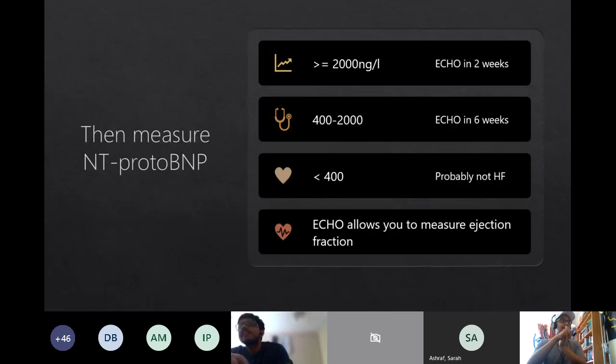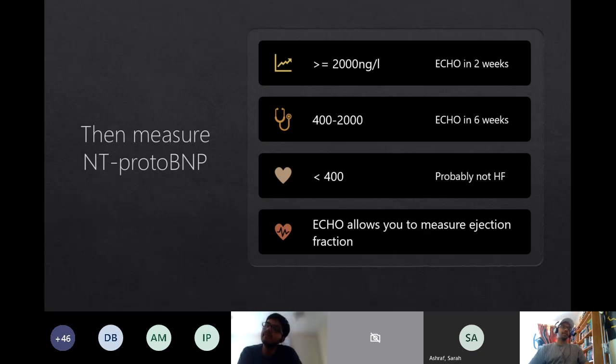After you've done all of your baseline stuff, you're going to measure NT-proBNP. Those of you who have done PassMed will know this: if it's really high, echo them in 2 weeks. If it's in the middle, echo them in 6. And the echo is really important. It allows you to definitively measure their ejection fraction, so that's where you're getting your diagnosis from. It's also useful if you've got valvular disease. You can pick up valvular disease, so you might get an underlying cause as well.